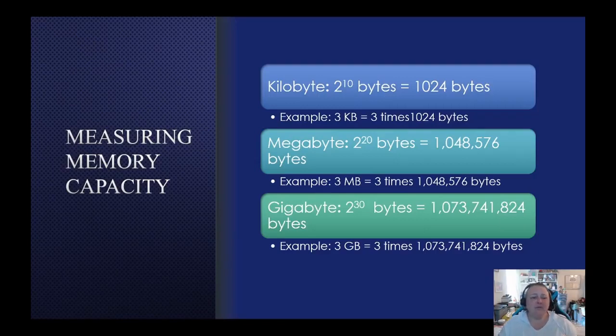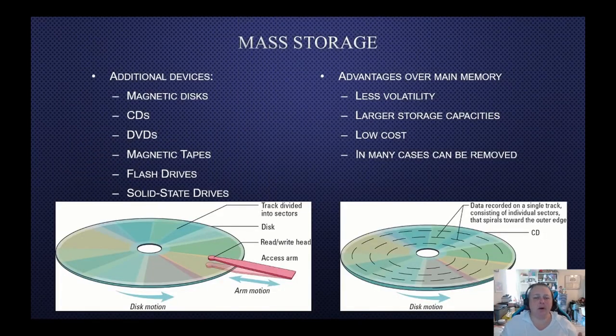So we've talked about our main memory and what's built into the computer. We also have the ability to have storage outside of the computer, or in mass storage devices. We have things like magnetic disks and hard drives. We've got CDs, DVDs, magnetic tapes. There are all kinds of different ways to store information within your computer.